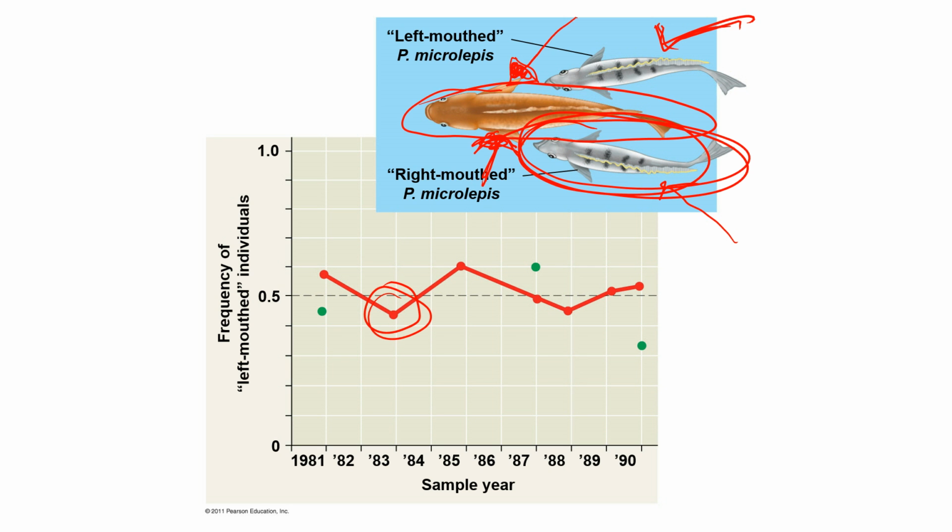But then these fish again adapt to that, and the fish that prey on the right side become more predominant. So the ones with the left-sided mouth increase in frequency. And this changes over time. So this keeps variation in the population.